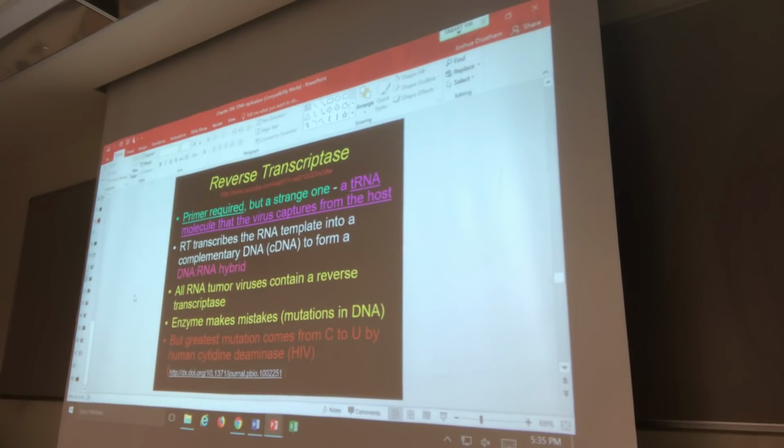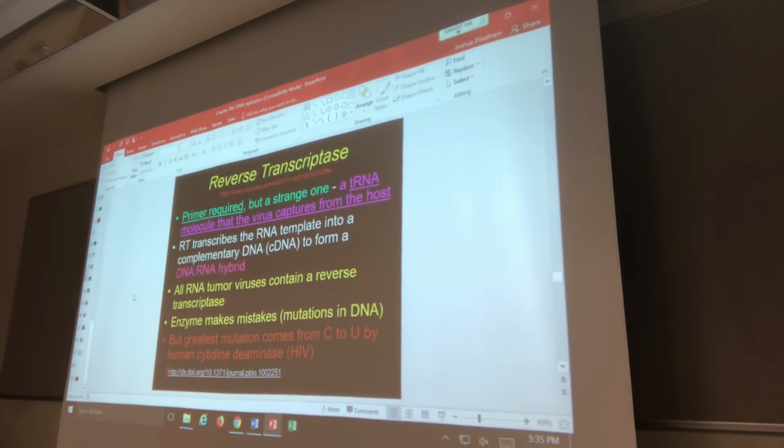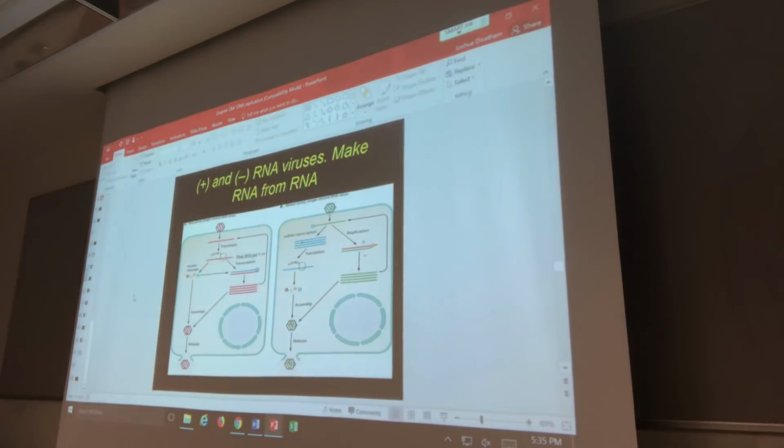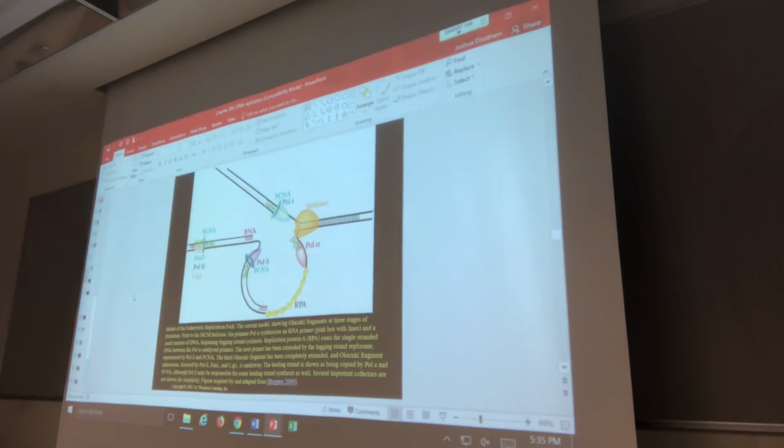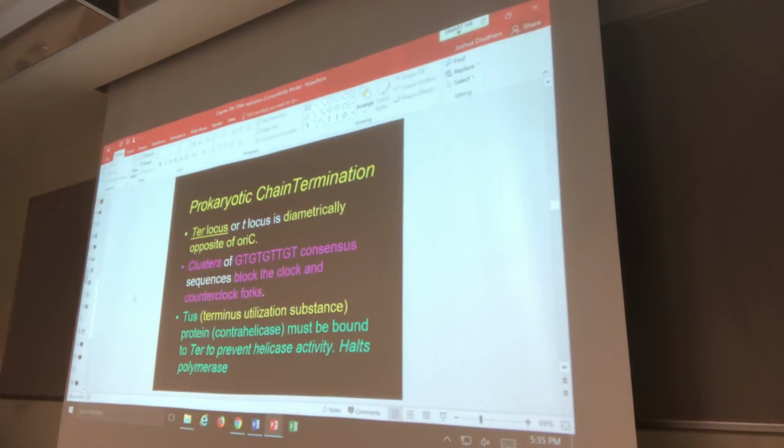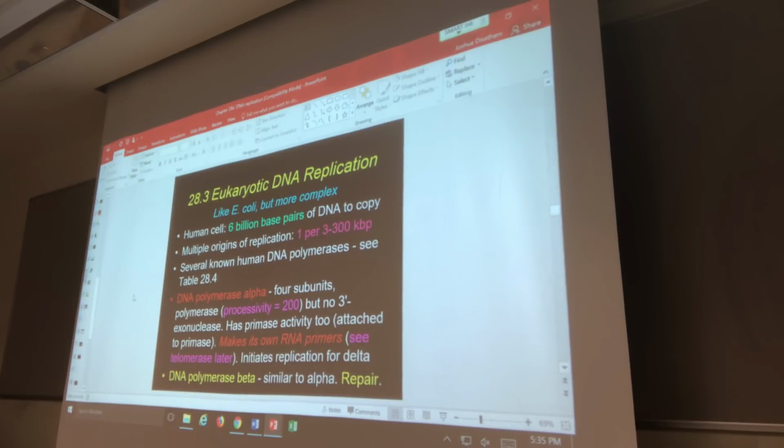Continuing on from last time. So, last time we talked about eukaryotic DNA replication. I'm going to go up a bit. Quick review. We talked about the different enzymes responsible for eukaryotic DNA replication.